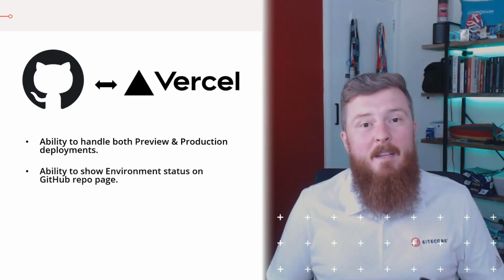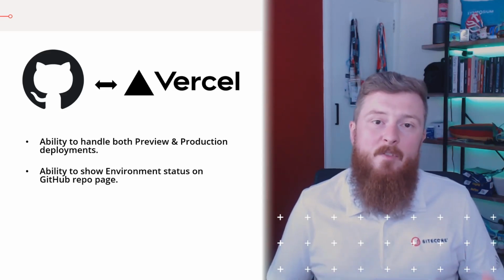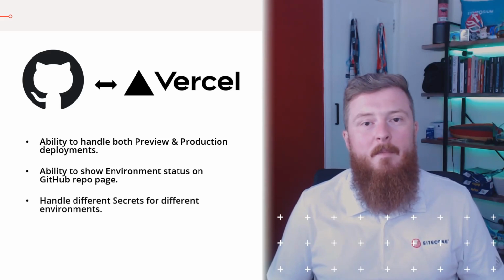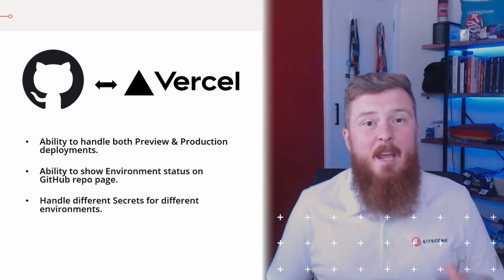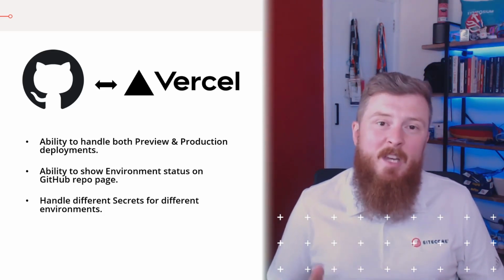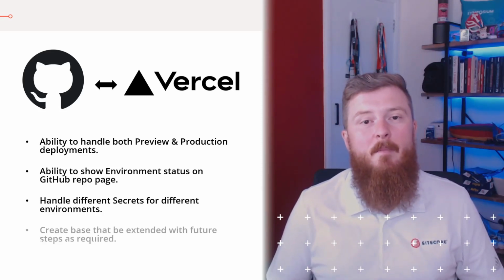We wanted to maintain the display of those environments on our repository page so that anyone coming to view the repository could see the current state of our production and preview environments. We wanted to be able to switch secrets out per environment. So if you had a different API key, for example, for a third-party system you're interacting with, you'd want to be able to change that in the CI pipeline depending on whether you're doing a preview or production build.